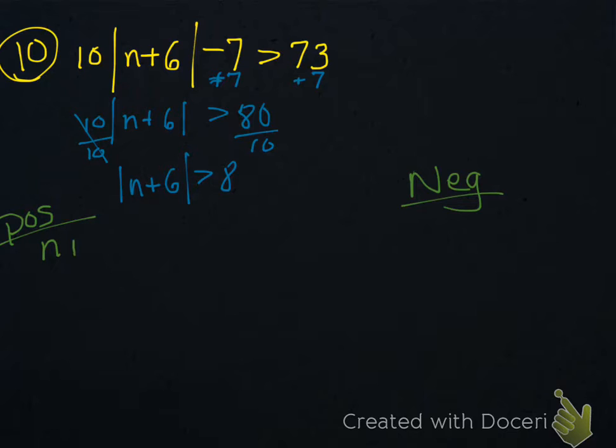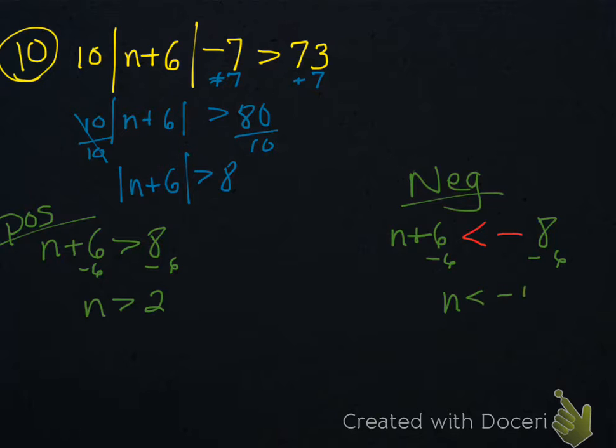Okay, positive case, remember you just write it the way you see it with no absolute value bars. Negative case, what are we going to do? Yep, we got to change a couple of things. Change the direction of the inequality and change the sign. Now we have a super easy set to solve. We're going to subtract 6. So I get n greater than 2. Subtract 6 on the negative case. I get n less than -14.